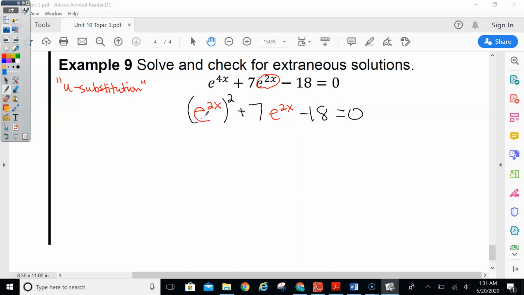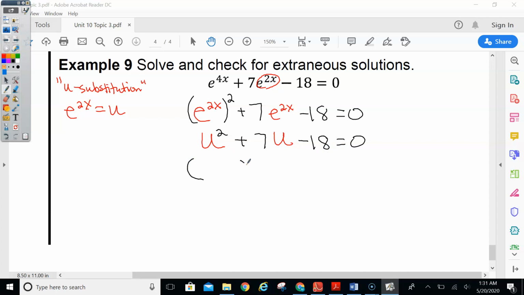So what we're going to do is take this e to the 2x and substitute that for u. For this stuff, we're going to make this a u, and for this stuff, we're going to make this a u. So this is u squared plus 7u minus 18 equals 0. Now this will make it a lot easier to solve, because this one we know how to do. It's a quadratic with no number in front. So we're going to use basic factoring to solve this one.